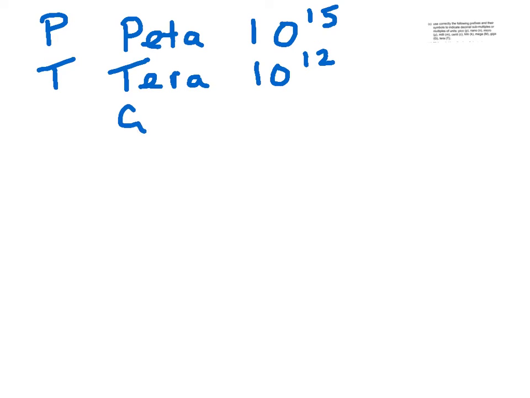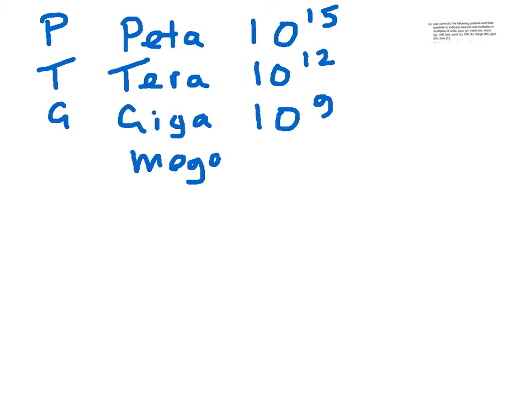Tera. Giga. Everybody's heard of giga. Not gaga, giga. Notice how these are going down in 3s. It's all very convenient. Giga, capital G, nice and straightforward. Mega, megapixel camera. Yes, that's all about big numbers. 10 to the 6, again going down by 3.